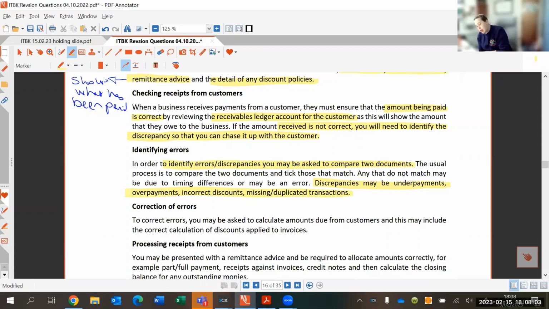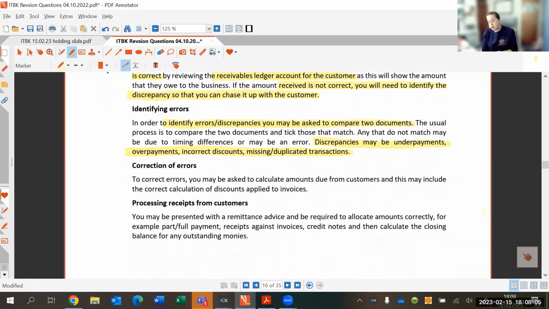Okay, and you might also be asked to correct those errors: work out not only what is missing, but then how much the customer has to pay. So you might have to correctly calculate things like the discount that's been applied. If they've taken a prompt payment discount that they weren't supposed to because they've paid too late, you might need to work out the prompt payment discount portion that needs to be added on. Again, we haven't got much on discounts tonight, but I'm just warning it could come up.